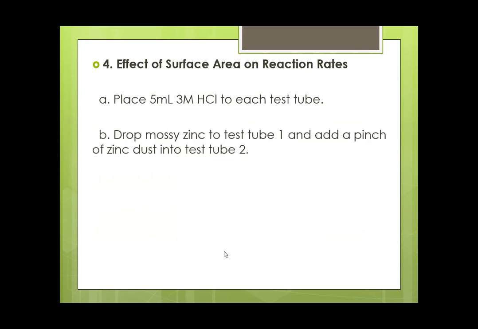And as for the effect of surface area on reaction rate, first place 5 milliliters of 3M hydrochloric acid in each test tube. Drop mossy zinc into test tube 1 and add a pinch of zinc dust into test tube 2.